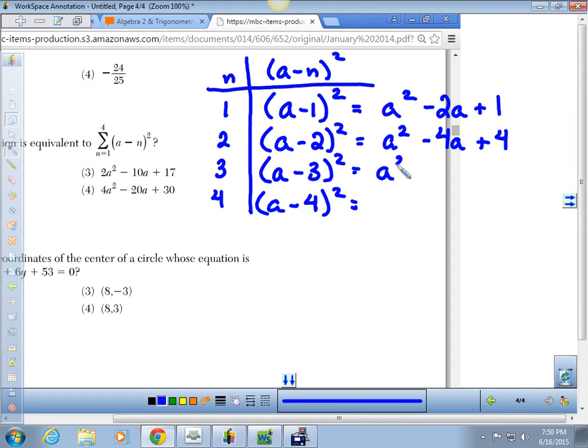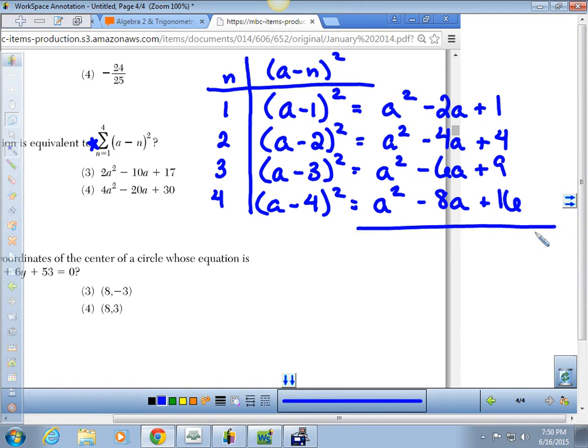A squared minus 6a plus 9. A squared minus 8a plus 16. Okay. Well, we haven't done this yet. What do we now have to do with those? Now we've got to add them together. Okay, so how many a squareds do we have? 4 a squareds.